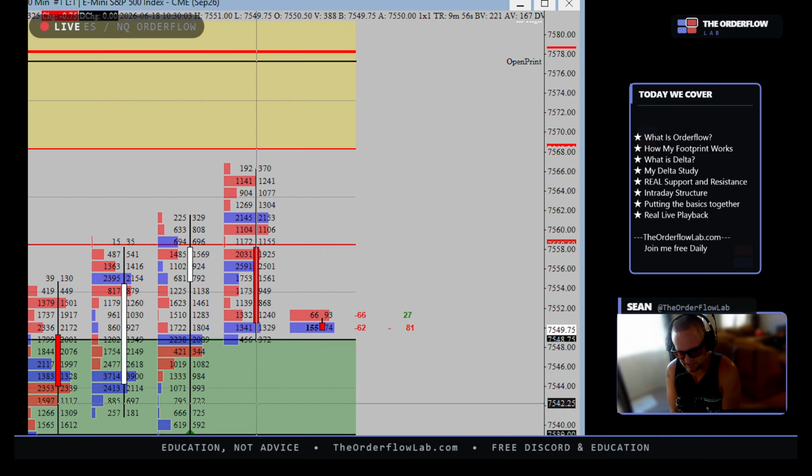The footprint can be customized many different ways. Now, I do everything inside Sierra Chart. Okay, don't ask me about NinjaTrader or any of these other platforms. I think they're all junk. I've been working in Sierra Chart.